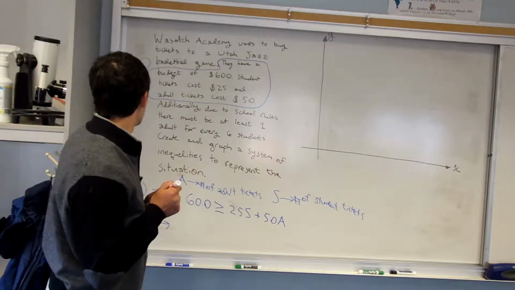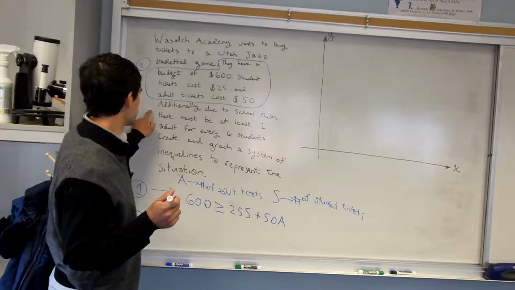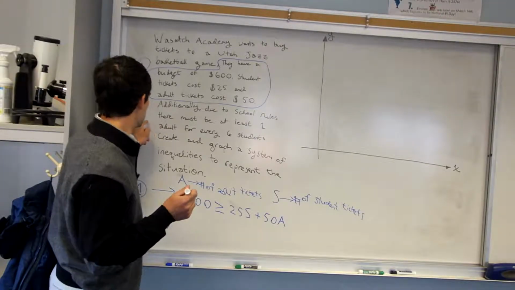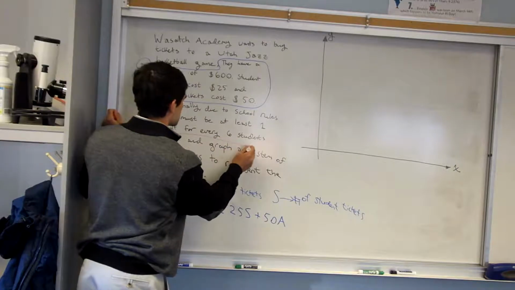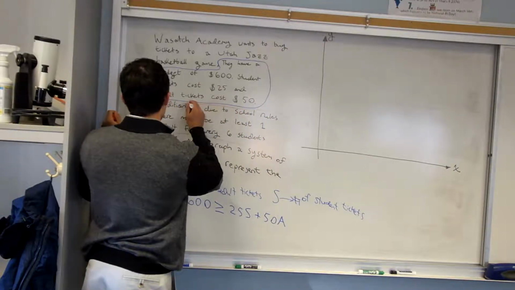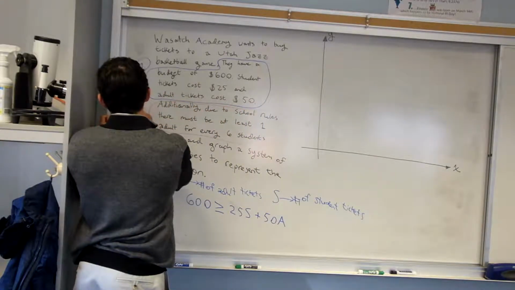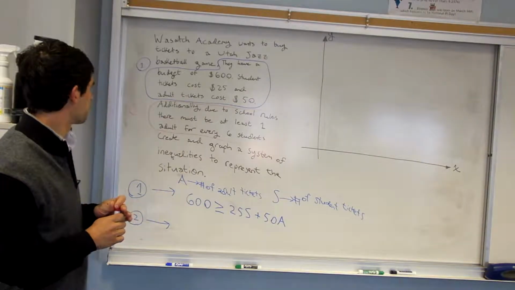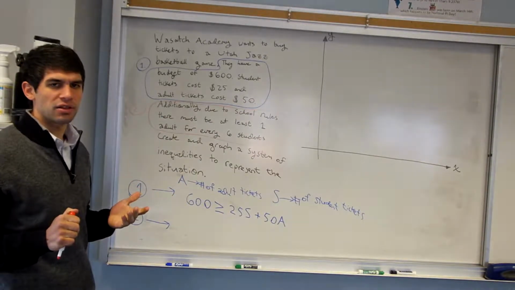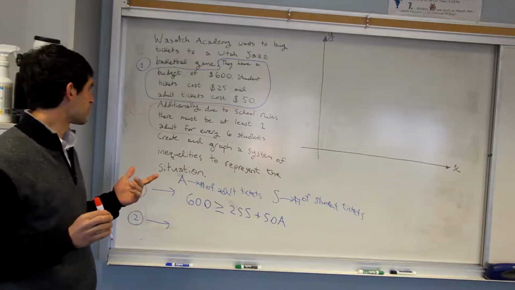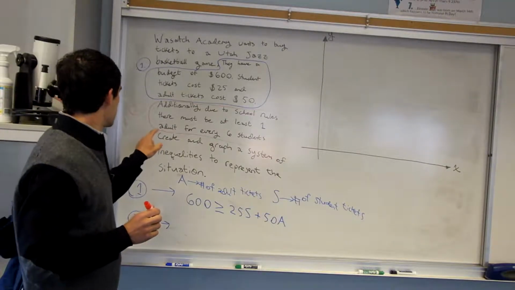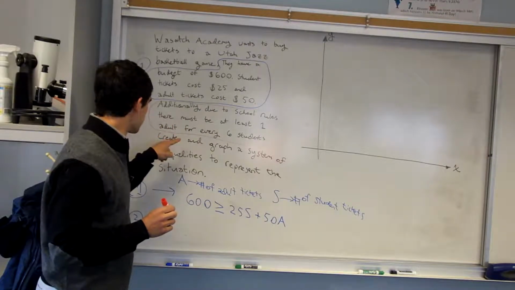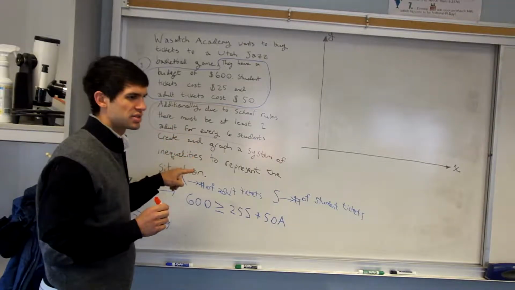So now we want to get the second piece of information to write our second inequality. We have, additionally, due to school rules, there must be at least one adult for every 6 students. So this is piece of information number 2. This one's going to be a little bit trickier to put into an equation. There must be at least one adult for every 6 students.